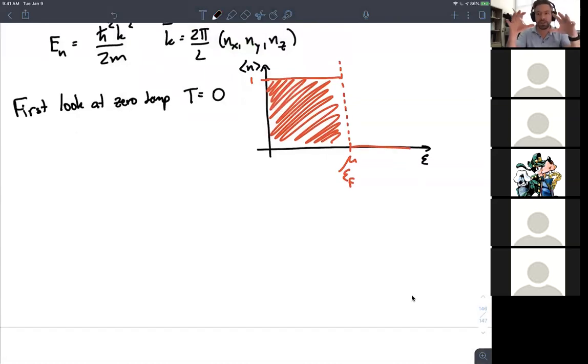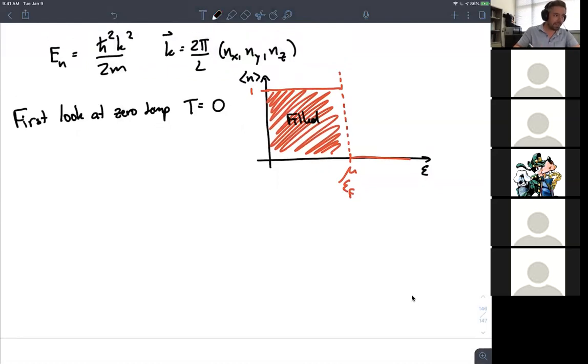So in other words, these states down here are filled. We want to find out how many states that is. So how many particles do we have? At T equals 0, N is equal to the volume of our sphere, 4/3 pi. And now the radius of the sphere that we're interested in is the Fermi energy, so it's the Fermi energy squared.